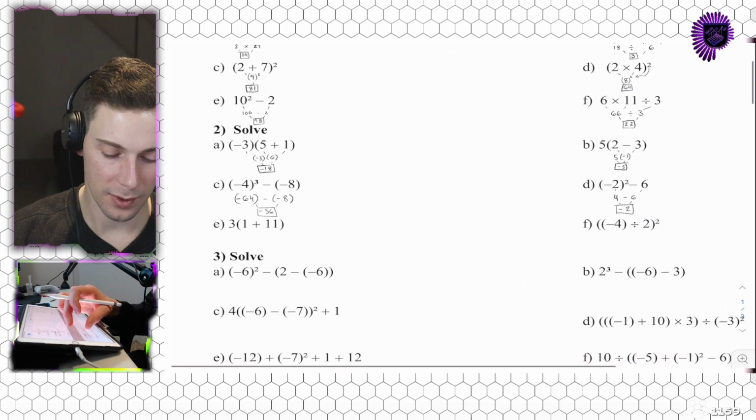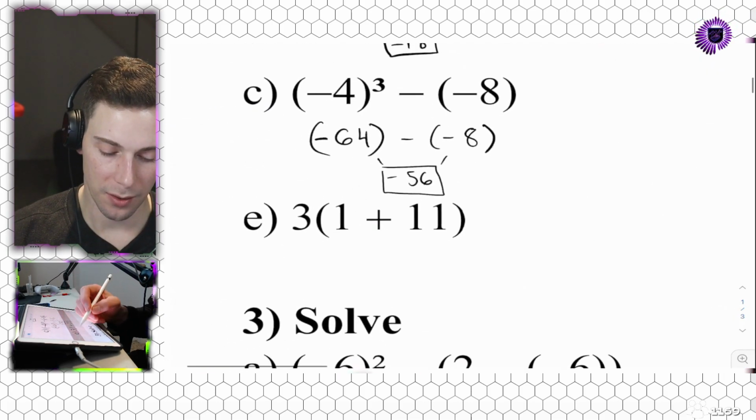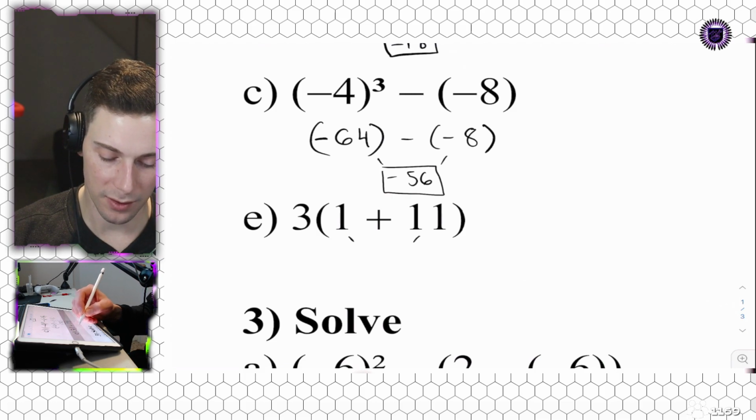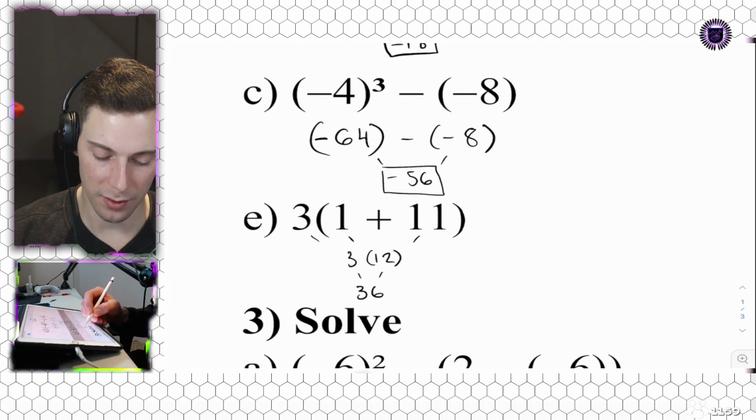Tricky ones. That's why we're practicing them. 3 times 1 plus 11. So let's do our 1 plus 11. This is 12. Leave the brackets there. Move down our 3. 3 times 12 is 36. Positive 36.